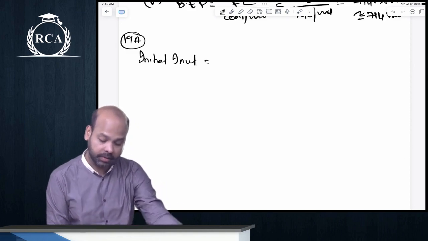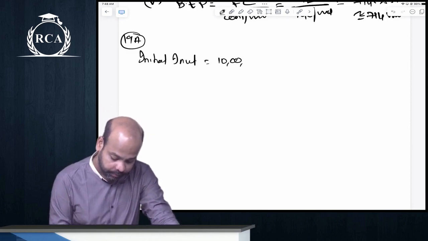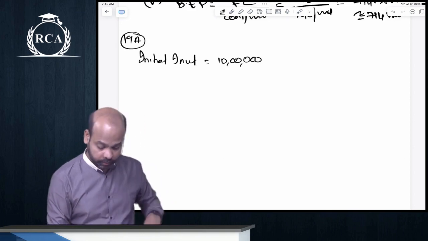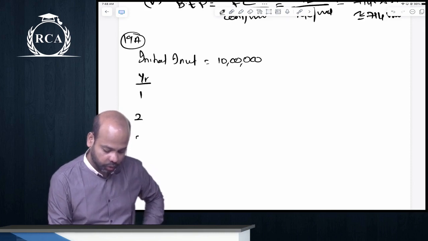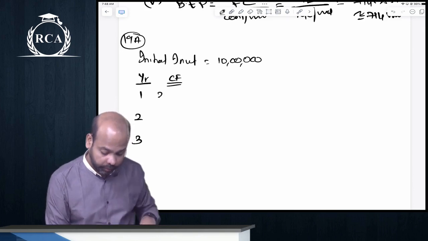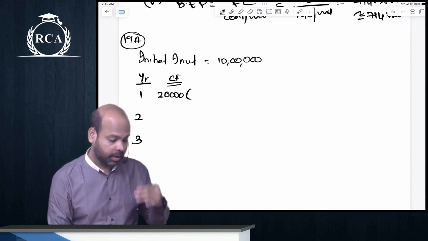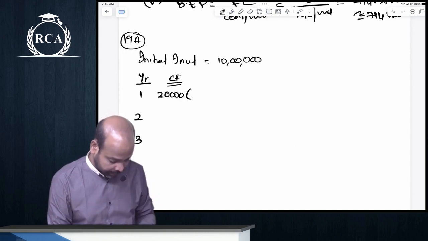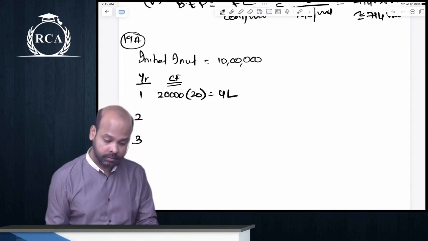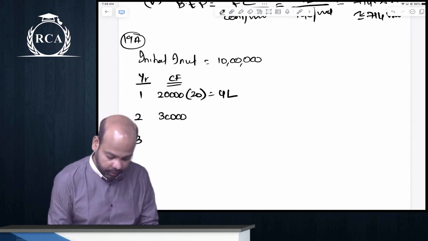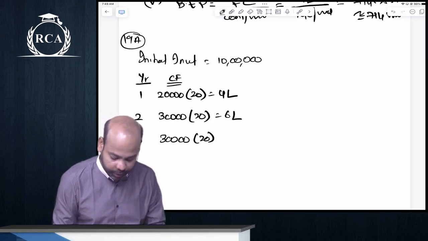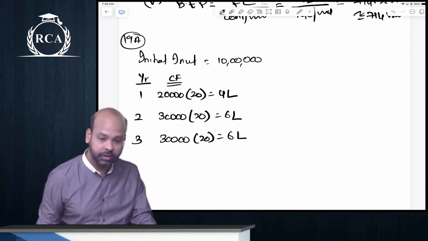Initial investment, guys, is how much, beta? 10 lakhs. Cash flow, beta. Year 1, year 2, year 3. What is the output, guys? There is no fixed cost, beta. 20,000 multiplied by 20 rupees, this will be 4 lakhs. Next, 30,000 into 20 rupees, 6 lakhs. And then 30,000 into 20 rupees, 6 lakhs. These will be your cash flows, beta.